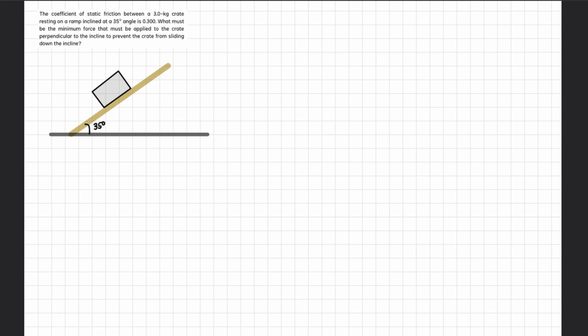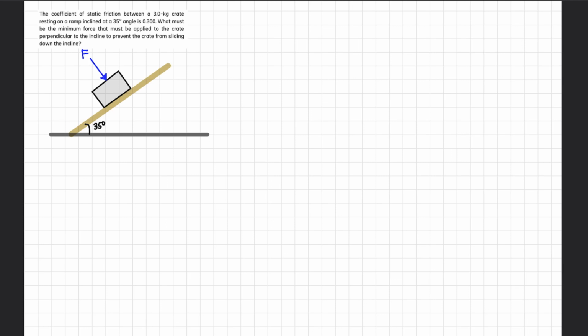And so we are asked to find the minimum force that must be applied to the crate that is perpendicular to the incline to prevent the crate from sliding down. So there is a force F perpendicular to the incline, okay, that is applied to prevent it from sliding down. So that's the question. What is that force?